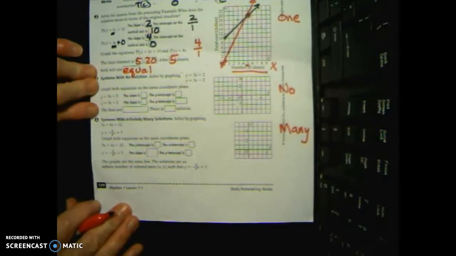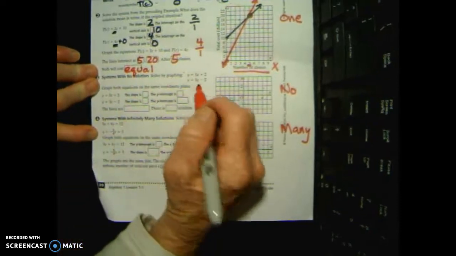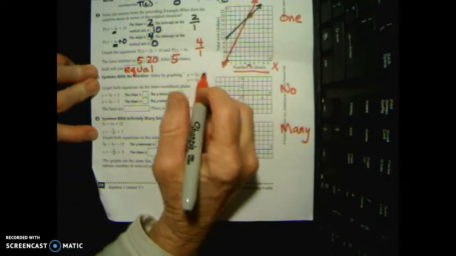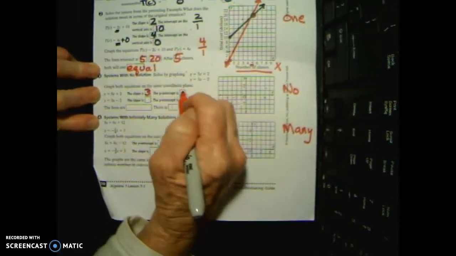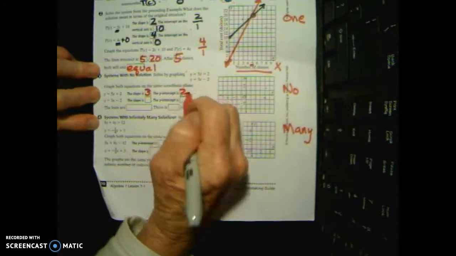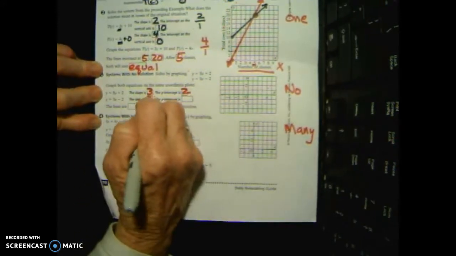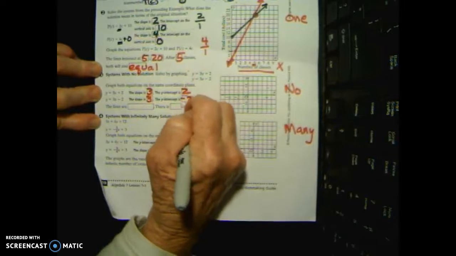So, systems with no solutions solved by graphing. I don't even have to really do much more to this. So y equals 3x plus 2. The slope is 3, and the y-intercept is 2. My second equation, the slope is 3, and the y-intercept is now negative 2.